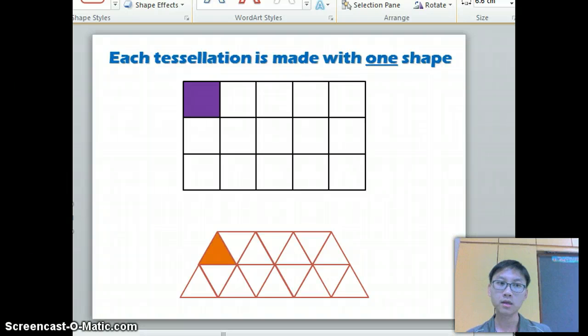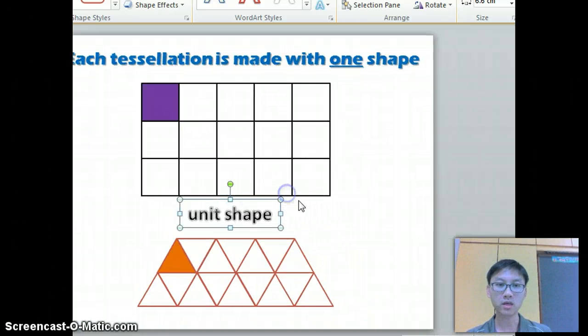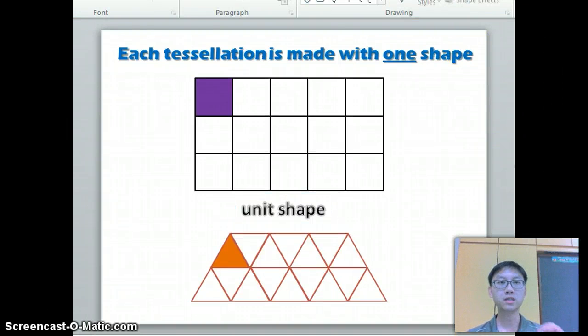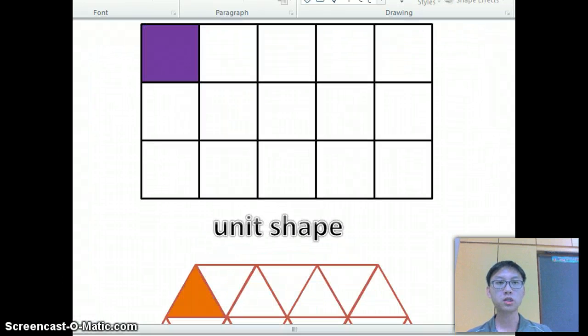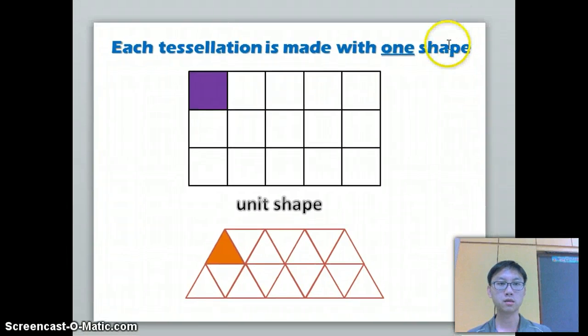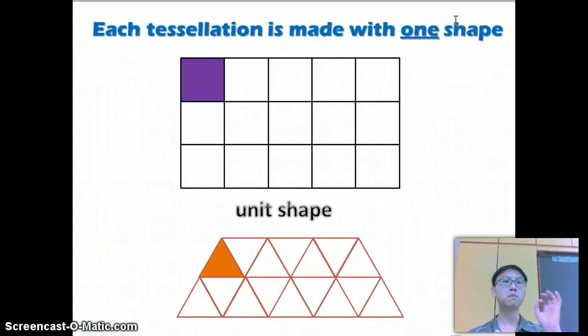Now we have a name for that, and that name is unit shape. So each tessellation is made up of one unit shape. Let me hide this again and bring this bigger. The first thing you've learned about tessellation is to identify: given a tessellation, you must be able to identify what the unit shape is. For this case, the unit shape is square. For this figure, the unit shape is this triangle.